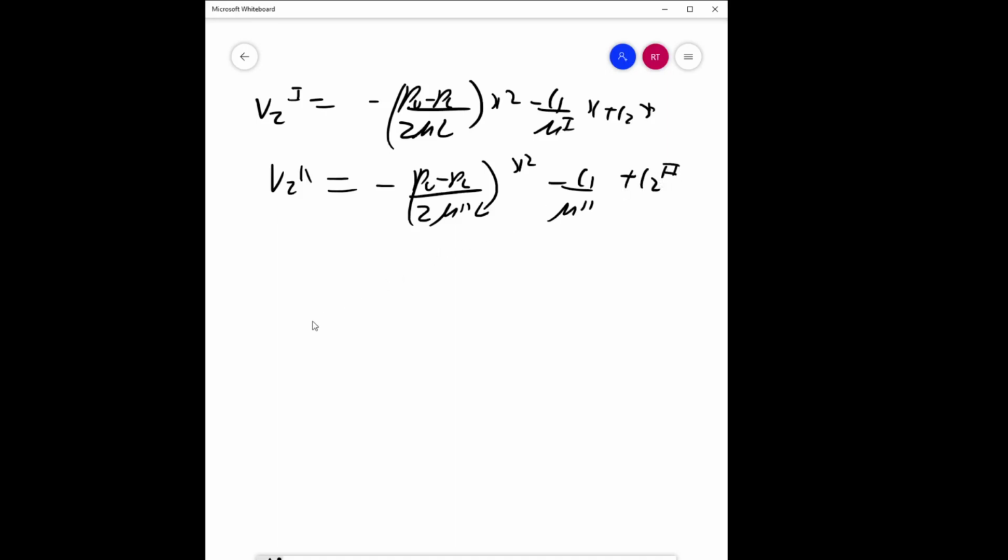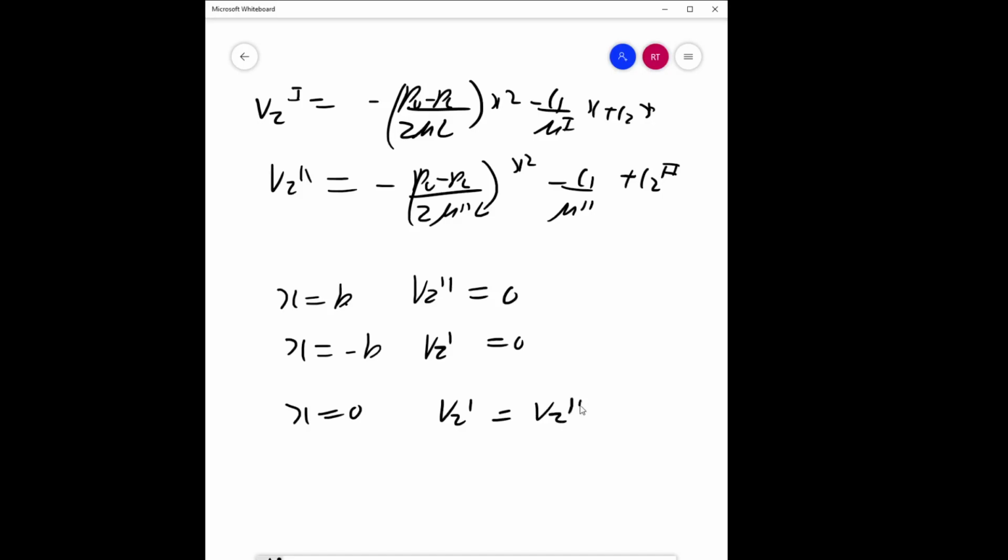Now here there are some conditions we can use. We know at x is equal to b, vz2 is equal to 0. At x is equal to minus b, vz1 is equal to 0. And we know at x is equal to 0, vz1 is equal to vz2. So if you use the first one, you can say that x is equal to, sorry about that, I missed an x here. We use the last one where x is equal to 0, we can say that c21 should be equal to c22.